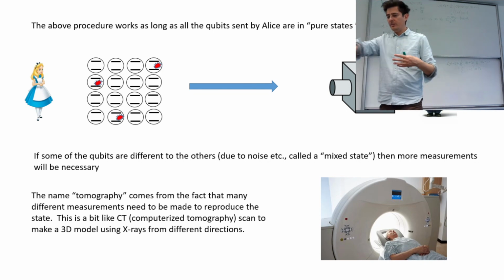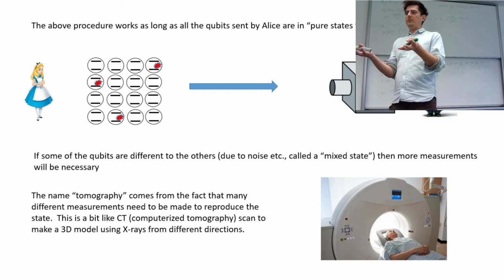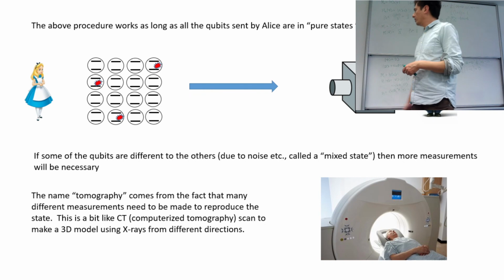By doing lots and lots of measurements from different angles, you finally build up the full picture of basically what the actual state is. So this is why it's called quantum tomography.